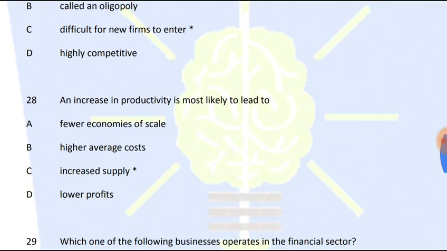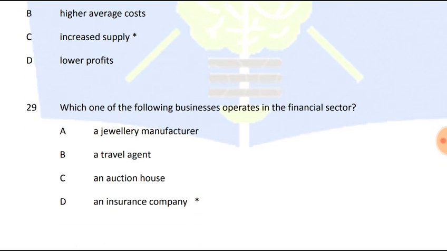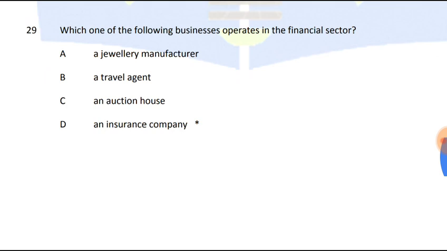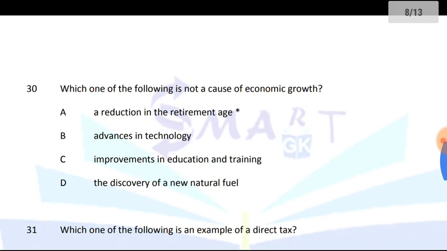The next one is, an increase in productivity is almost likely to lead to increased supply. The next question is, which one of the following business operates in the financial sector? An insurance company. The next one is, which one of the following is not a cause of economic growth? A reduction in the retirement age is not a cause of economic growth.